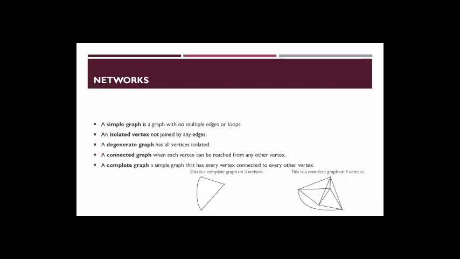And then finally I have here a complete graph. A simple graph that has every vertex connected to every other point, then we say this graph is a complete graph. In the first figure we see 3 vertices connected. In the second figure we see 5 vertices connected. Therefore we say that it is a complete graph.